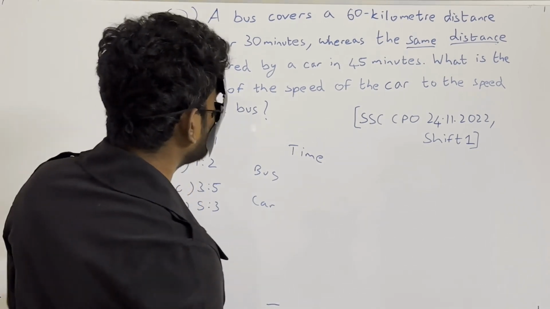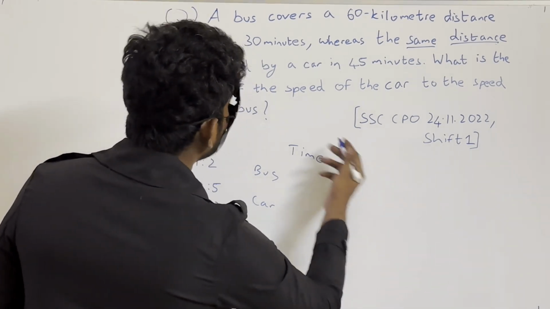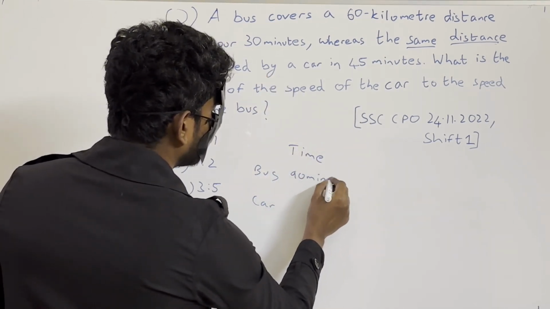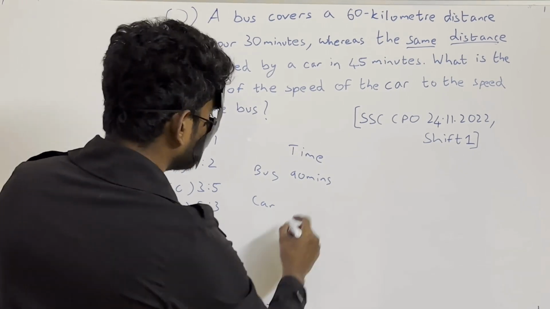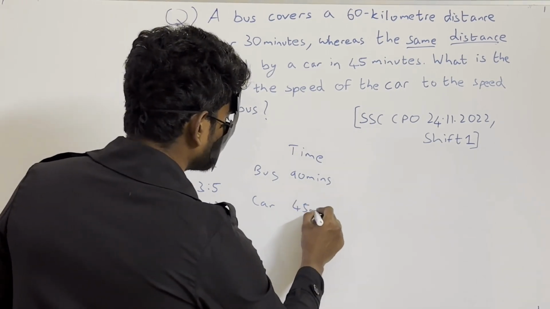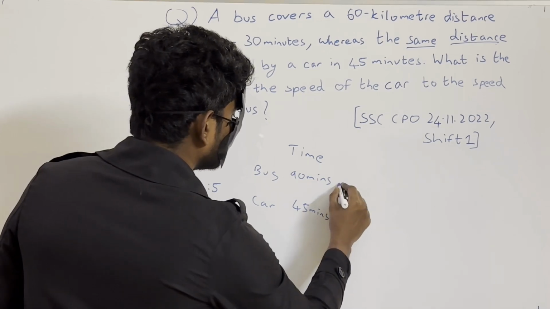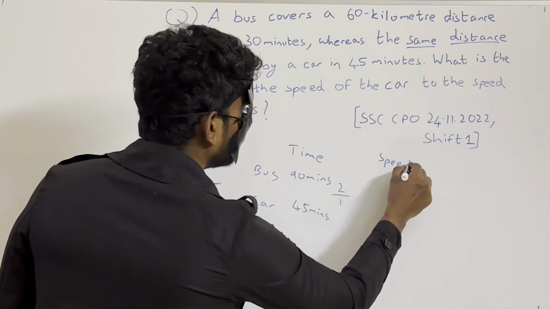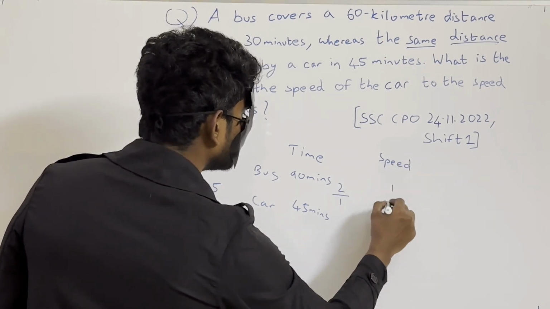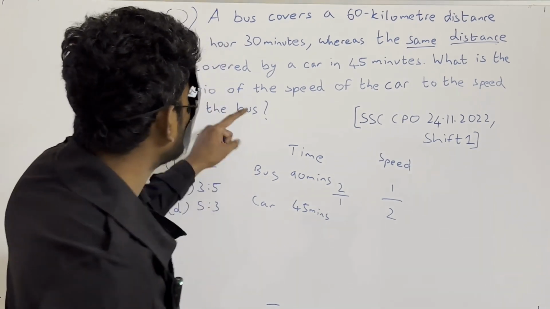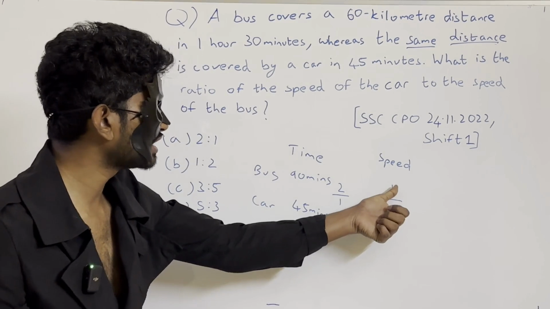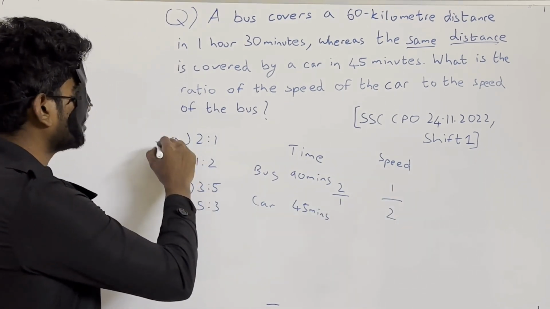Time taken by bus is nothing but 1 hour 30 minutes, which means 90 minutes total. Time taken by car is 45 minutes. So time ratio is nothing but 2:1. So speed ratio will be inversed, nothing but 1:2. But he has asked the speed of car to speed of bus, that is 2:1. So the answer is option A.